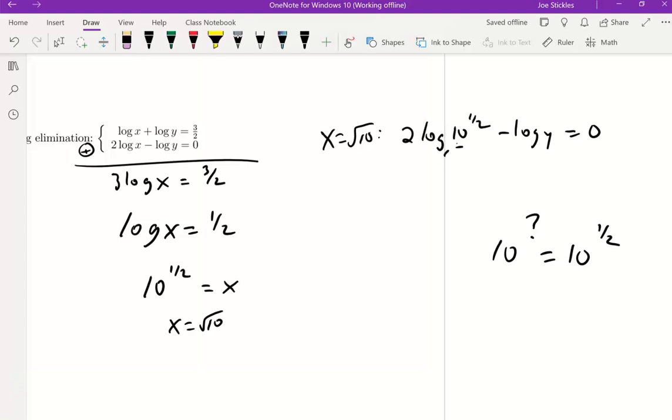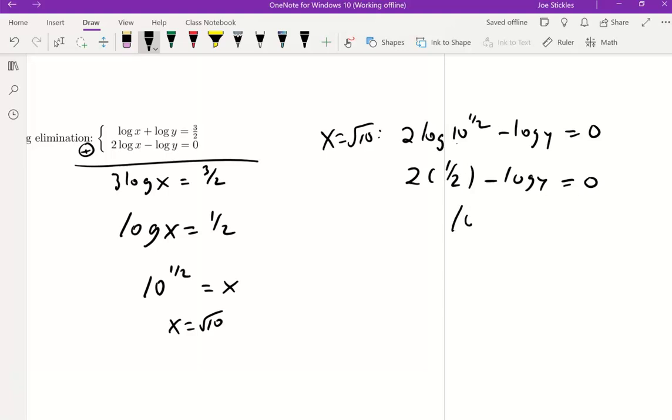Okay? So you get 2 times 1/2 minus log of y equals 0. 2 times 1/2 is 1, so you get log y has to equal 1. And now I have a similar equation to solve like we had in the previous one. How can you rewrite that equation in exponential form? Get 10 to the 1 equals y, right? So your y is 10.